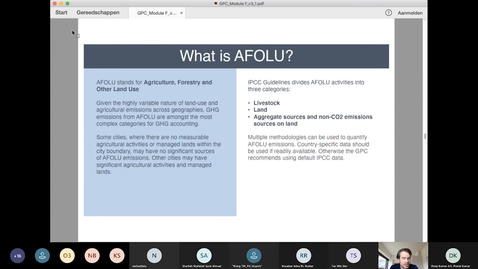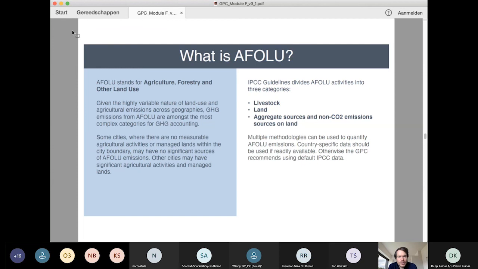Some cities where you have no big agricultural land or forestry will have no big AFOLU sources. So often for dense urban cities, this will be a very small sector. If you have a bigger, say, metropolitan area with forests or some farms, then this might start to become a significant source. It depends upon your geography. If it's mostly urban, then likely to be insignificant. If it's semi-urban, part rural, then you're likely to have some AFOLU emissions as well. But again, these are optional. But again, if they are significant, you are recommended to report them.